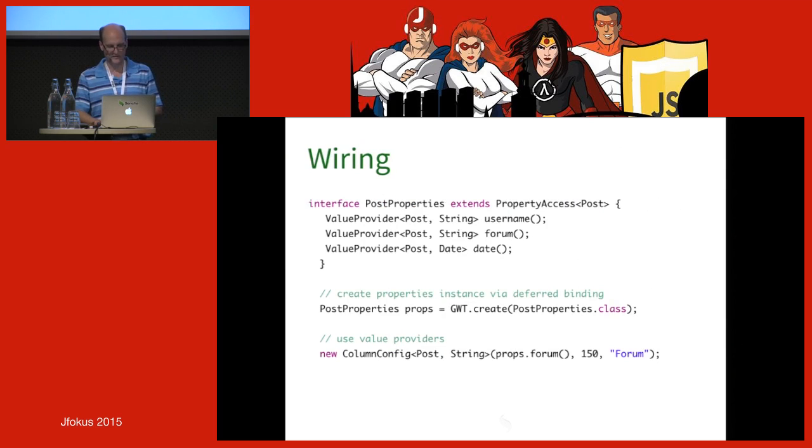You bind it together like this. So we have this property access class for a blog post called post properties, which has value providers for username, forum, and date. We just GWT.create it, and then anywhere we need one of those properties, like in a cell, we can make a column config and just invoke the method that we've created. So that's how we implement the flyweight pattern. And how we can make it possible to, in a performant way, get data out of those model objects and into the HTML.